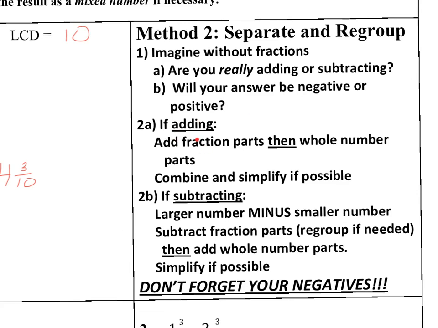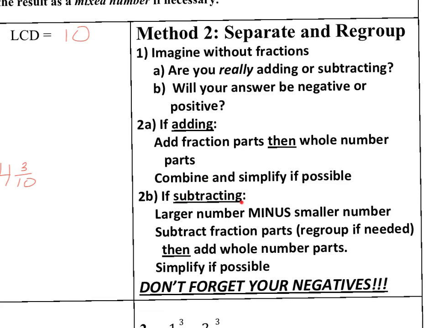And then I have just two separate things. If you end up really adding, so you're actually going to be adding those numbers together, just add the fractional parts together with common denominators. Then add the whole number parts, combine and simplify. Very straightforward. We saw a little bit of this in our last day's notes.